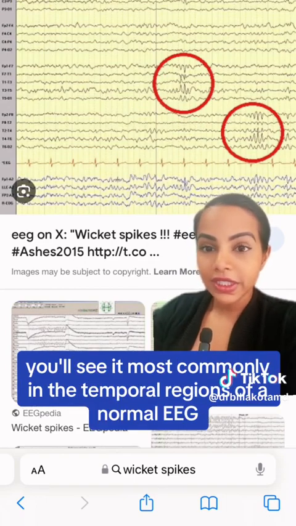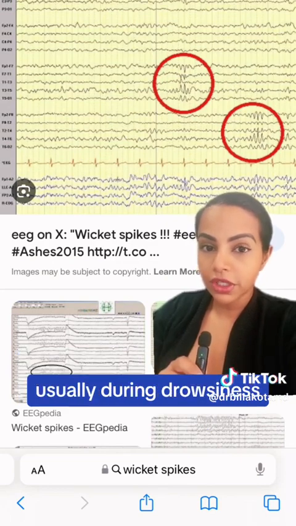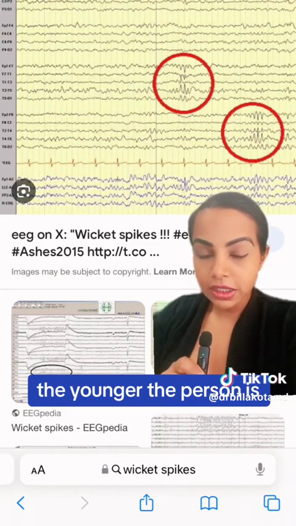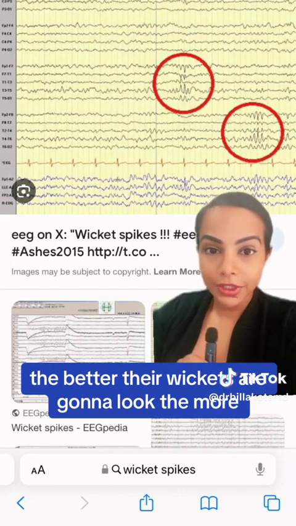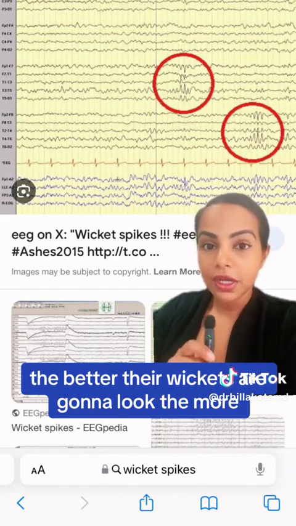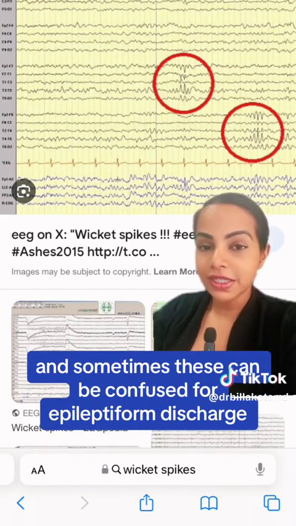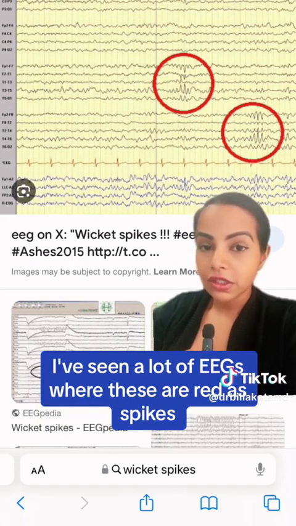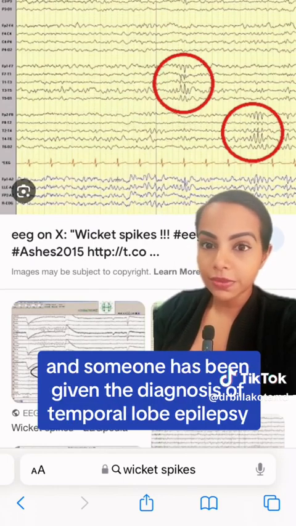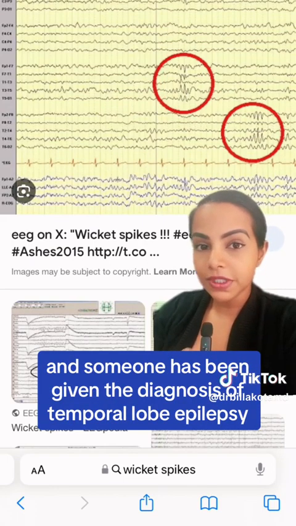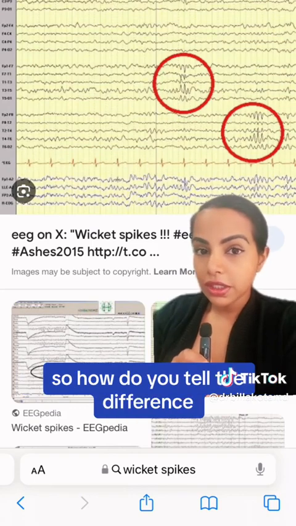You'll see it most commonly in the temporal regions of a normal EEG, usually during drowsiness. The younger the person is, the better their wickets are going to look, the more sharp they can look. And sometimes these can be confused for epileptiform discharge. I've seen a lot of EEGs where these are read as spikes, and someone has been given the diagnosis of temporal lobe epilepsy even when they don't have it. So, how do you tell the difference?